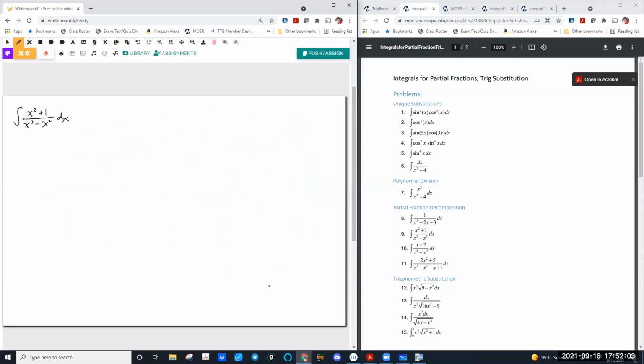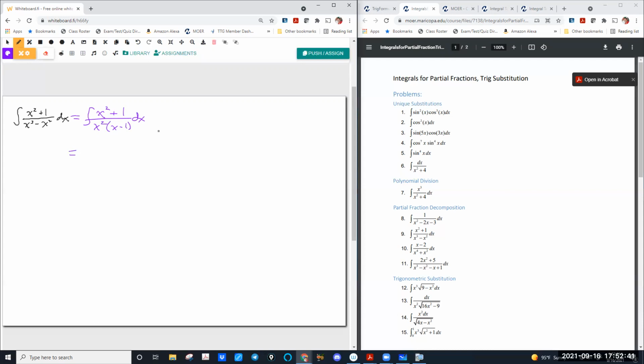So let's go to the next one. I'm going to try and do this one a little neater too. All right, we check: the denominator is smaller than the numerator in power. The denominator factors: the integral of x squared plus 1 over x squared times x minus 1 dx. When this happens, this is what's called a repeated root, because x is repeated twice. When you have a repeated root, you have to account for it in your setup.